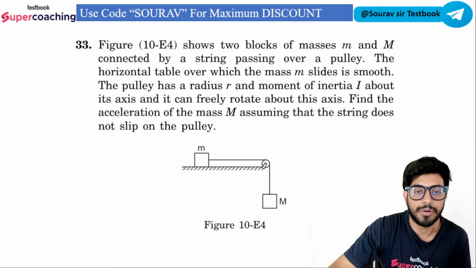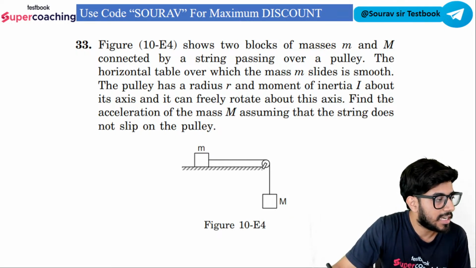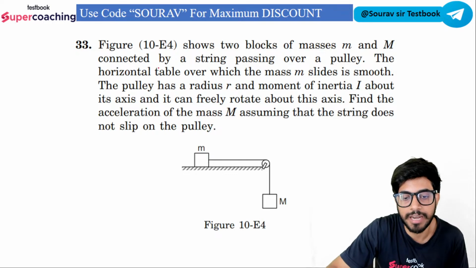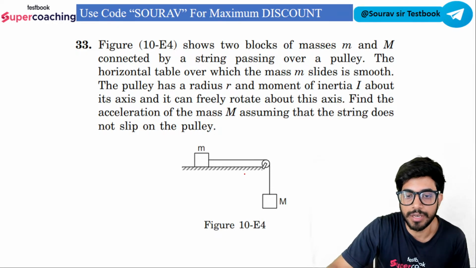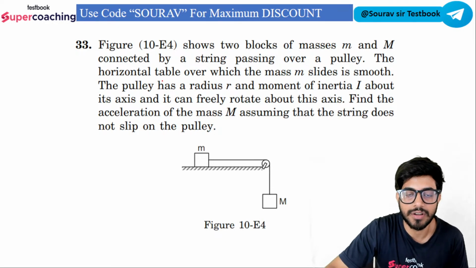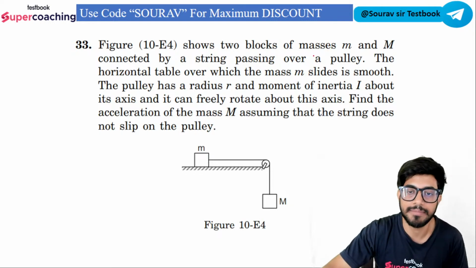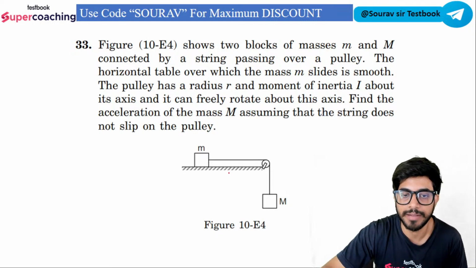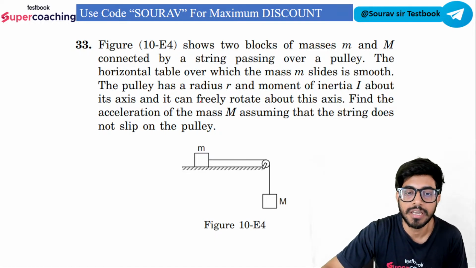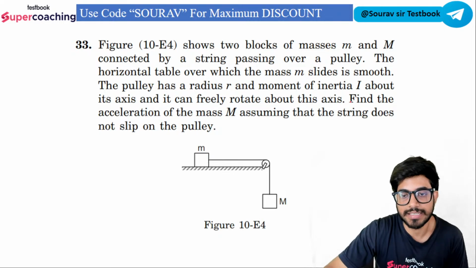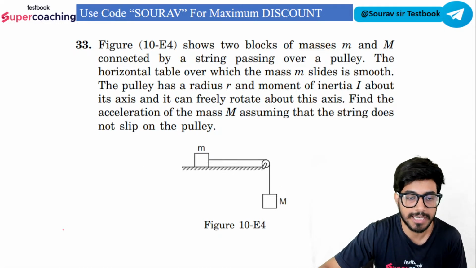The first question on your screen says: Figure 10.E4 shows two blocks of masses small m and capital M connected by a string passing over a pulley. The horizontal table over which the mass m slides is smooth. The pulley has a radius r and moment of inertia I about its axis. It can freely rotate about the axis.